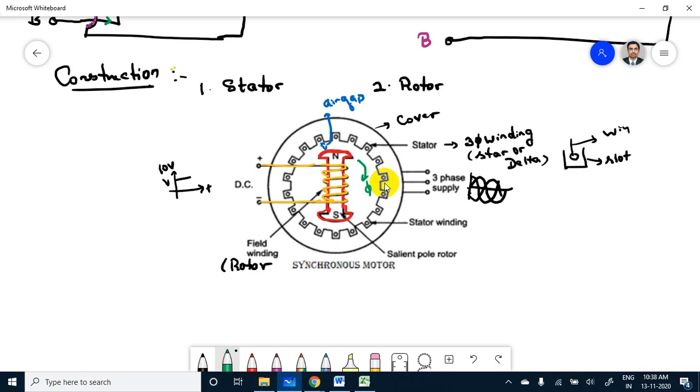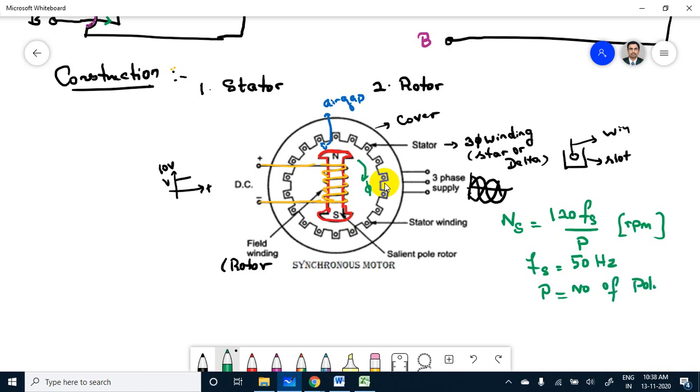Okay, so here we are setting synchronous speed Ns is equal to 120 fs by P. It is in rpm, revolutions per minute, where fs is the supply frequency. So how much is the supply frequency which we are giving? It is 50 hertz, and P is nothing but the number of poles. When the synchronous speed increases, the number of poles will decrease.